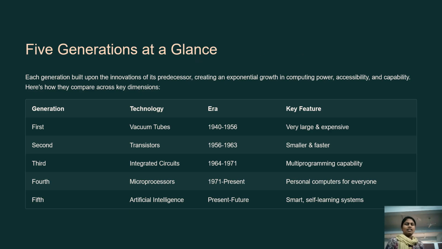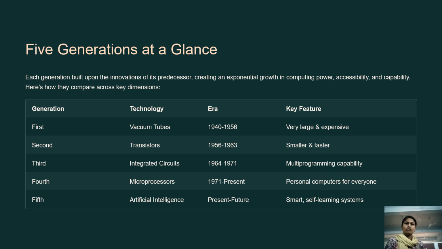Next, here is a summary table. You can see, first generation used vacuum tubes. Era was 1942-1956. Key features include very large and expensive. Next is second generation. Second generation used transistors. Era was 1956 to 1963. Key features include smaller and faster.